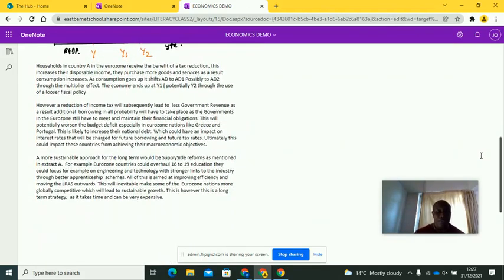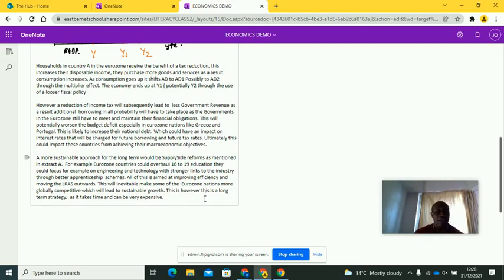Now, you need to do an extra evaluation. My extra evaluation, if you remember the case study, talked about supply side reforms, okay? A more sustainable approach for the long term would be supply side reforms, as mentioned in extract A, referring back to the case study. For example, Eurozone countries could overhaul 16 to 19 education. They could focus, for example, on engineering and technology with stronger links to industry through better apprenticeship schemes. So I'm explaining what they could do as supply side reforms. But again, bring it back to economics very quickly. All this is aimed at improving efficiency and moving the LRAS outwards.